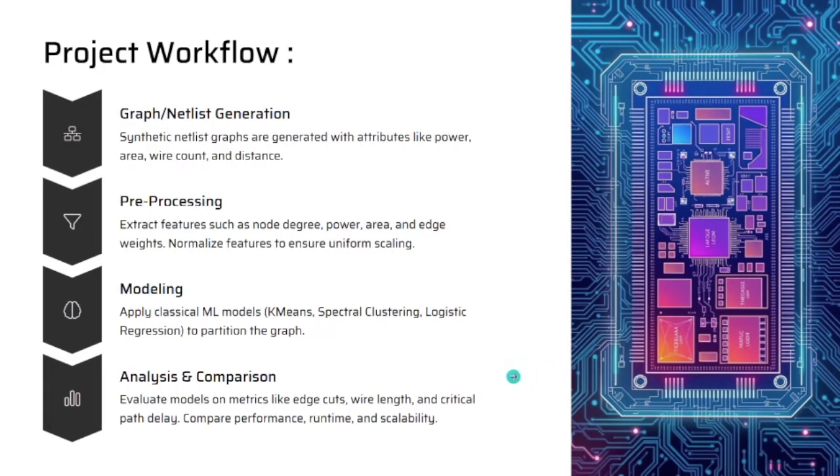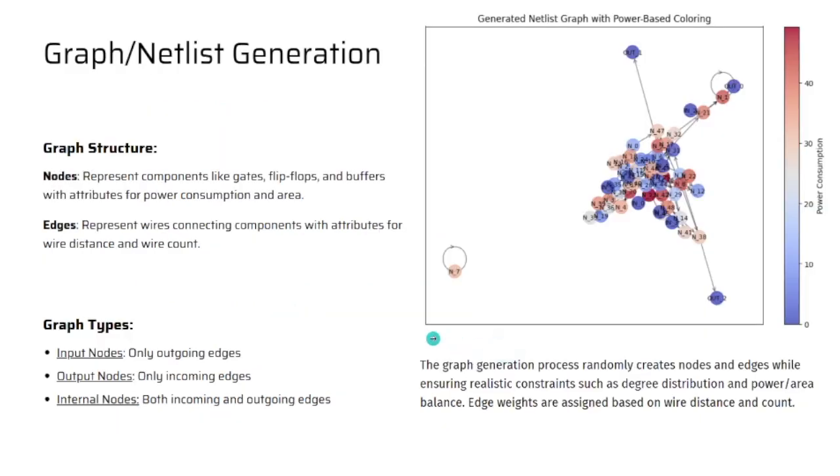My project workflow was something like this. First came graph generation with attributes like power, area, and wire count. Then came pre-processing, where extraction of features such as node degree and power happened. And then we normalized these features to ensure uniform scaling. Then came modeling, where we applied classical ML models to partition the graph. And finally came the analysis and comparison part, where we evaluated these models on certain metrics and then compared performance and runtime and scalability. The graph and netlist generation part happened, which comprised of nodes and edges.